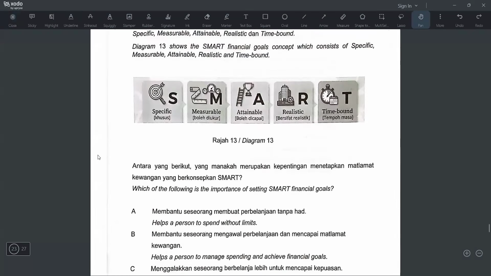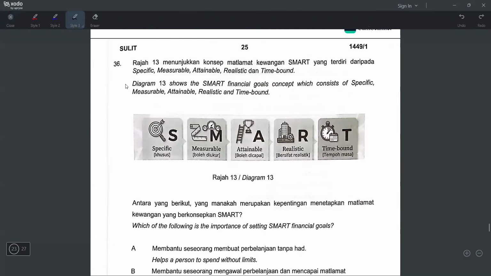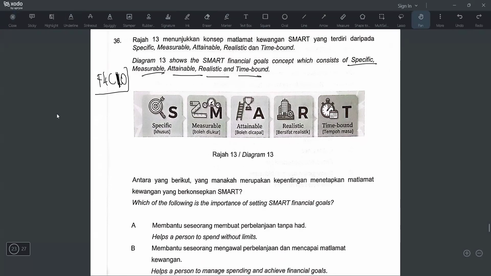Continue. Okay, I see the word smart. So from Form 4 Chapter 10, consumer mathematics, the financial management. Okay, diagram 13 shows the SMART financial goals concept, which consists of specific, measurable, attainable, realistic, time bound. Yeah, this one you have to memorize. You have to remember this. Specific, measurable, yeah, the SMART approach. Okay, so which of the following is the importance of setting SMART financial goals?